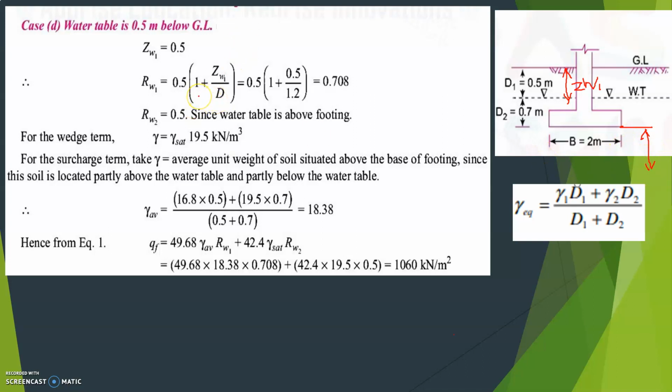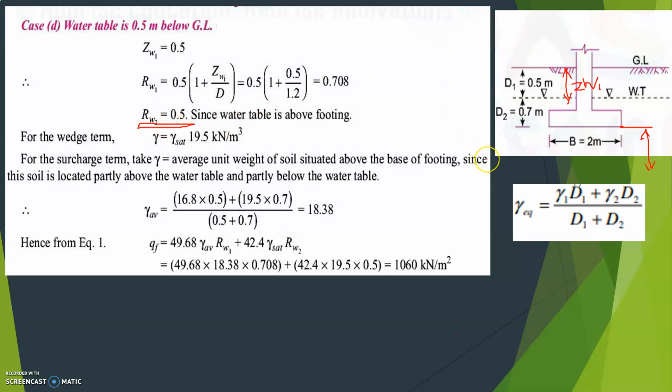So 0 plus 1 is 1. 1 into 0.5 is 0.5. So RW2 is equal to 0.5 only. Okay, you understood now, because the water table is located here only. So there is no effect of the water table below the foundation level. So that's why ZW2 is equal to 0. Once ZW2 is equal to 0, RW2 is also equal to 0.5.